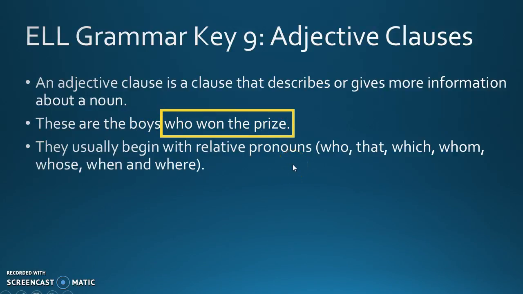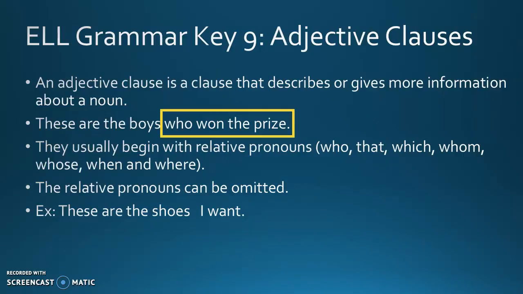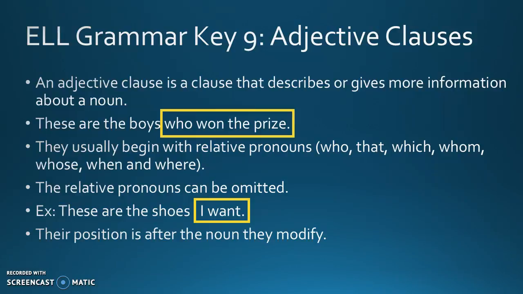An adjective clause usually begins with relative pronouns, which are who, that, which, whom, whose, when, and where. Sometimes these relative pronouns can be omitted, especially when they are in the object position. So look at this example. These are the shoes I want. It's the same if I say, these are the shoes that I want. I want is the adjective clause.